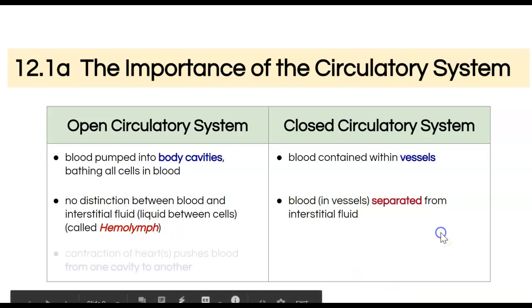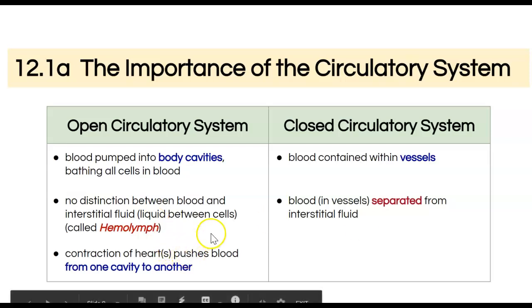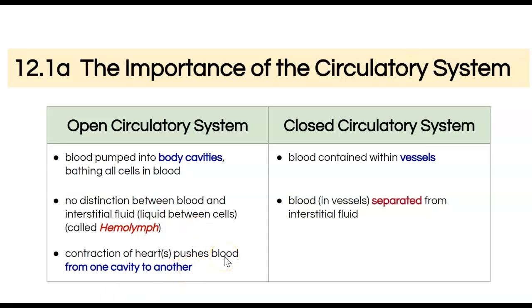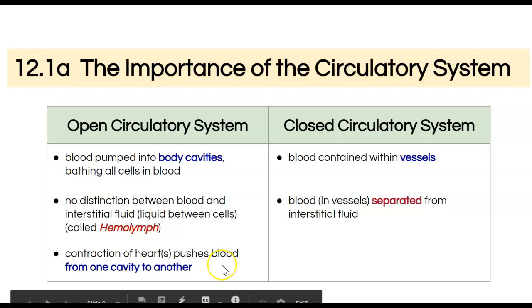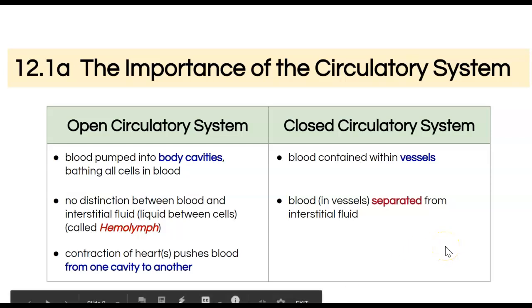Next, the contraction of the heart is going to push blood from one cavity to another. So you'll remember I talked about the ostia and how when the heart contracts or squeezes together, then the hemolymph is going to leak into the body cavities. But as soon as that pump expands again, it creates a bit of a vacuum. It's going to suck in any hemolymph that's in that body cavity. So that's how we're circulating that hemolymph.